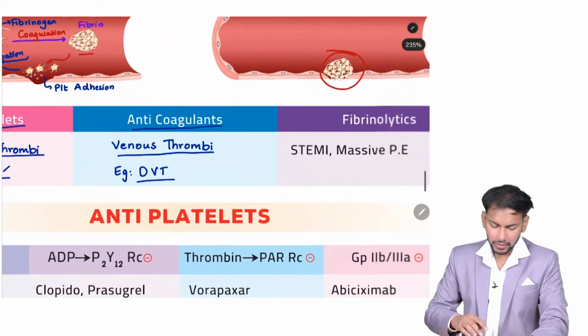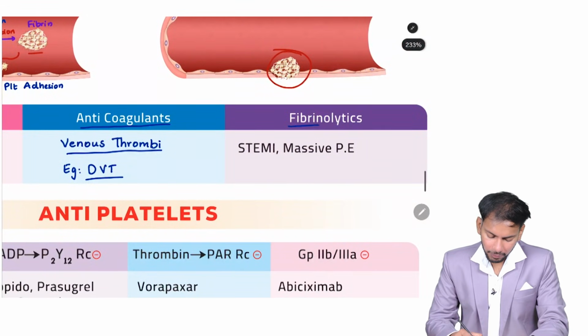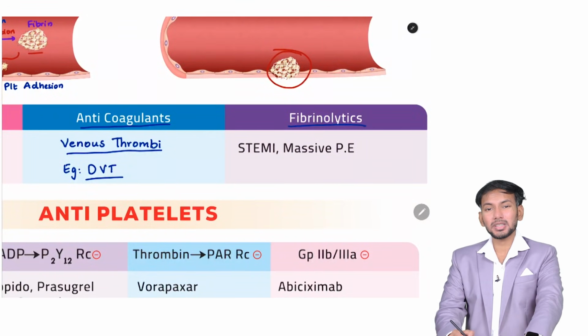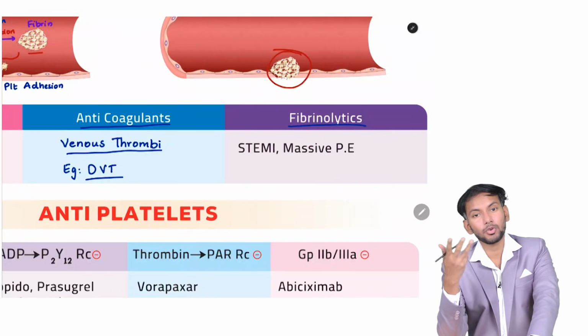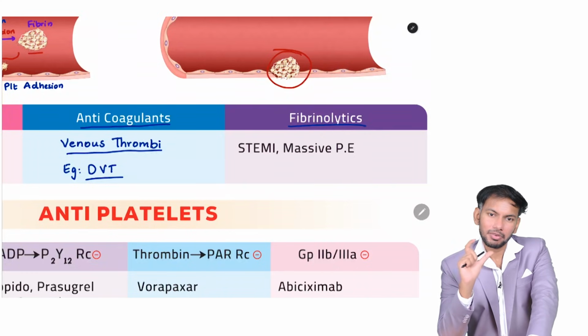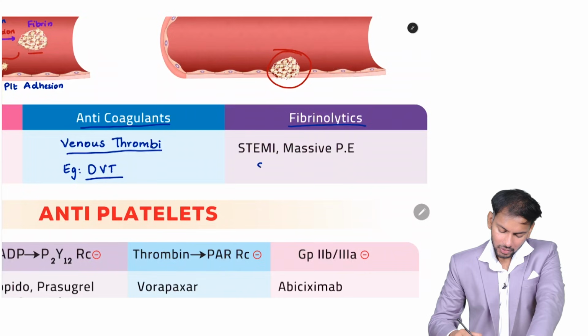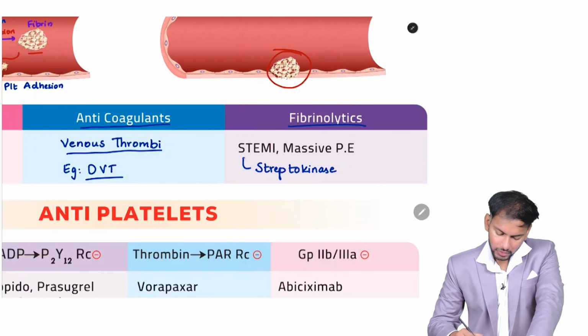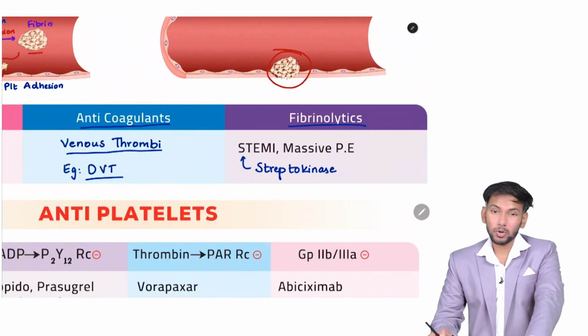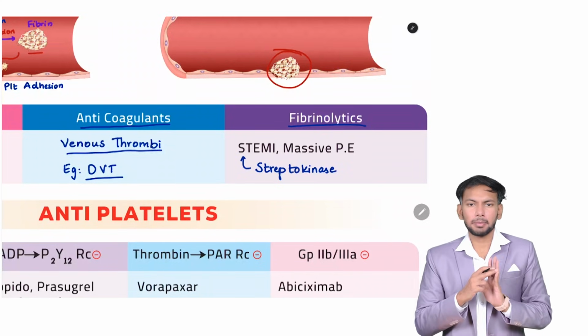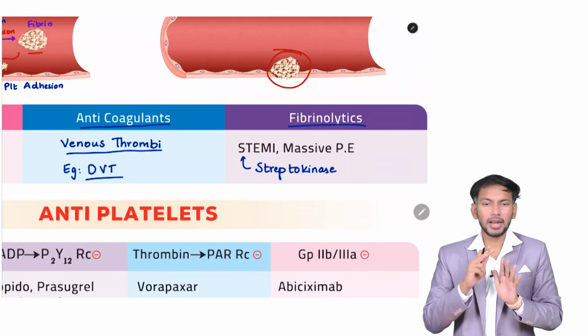Now, we have something called fibrinolytics. Fibrinolytics will break the fibrin after it is formed. Where do we want it? We use it in a condition called STEMI. You must have heard of a drug known as streptokinase. We use streptokinase in STEMI. These are fibrinolytics. So basically we have antiplatelets, anticoagulants, and fibrinolytics.